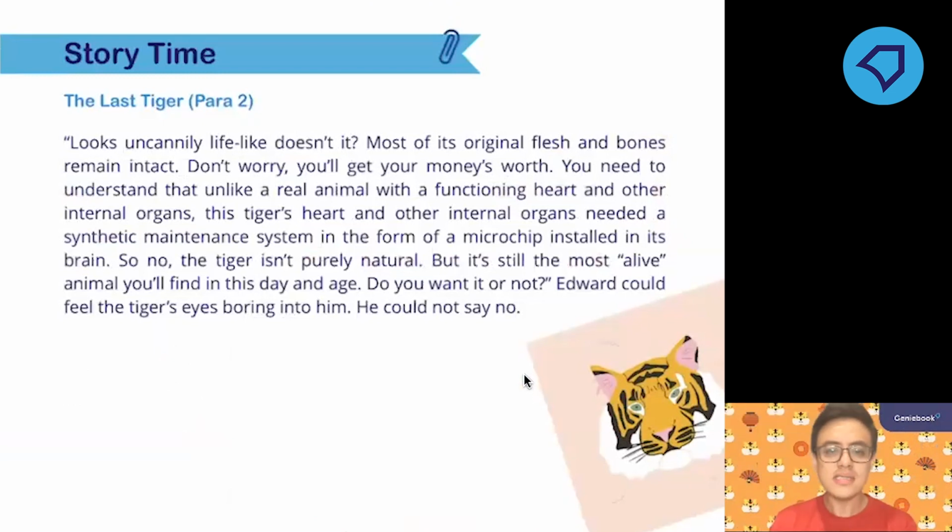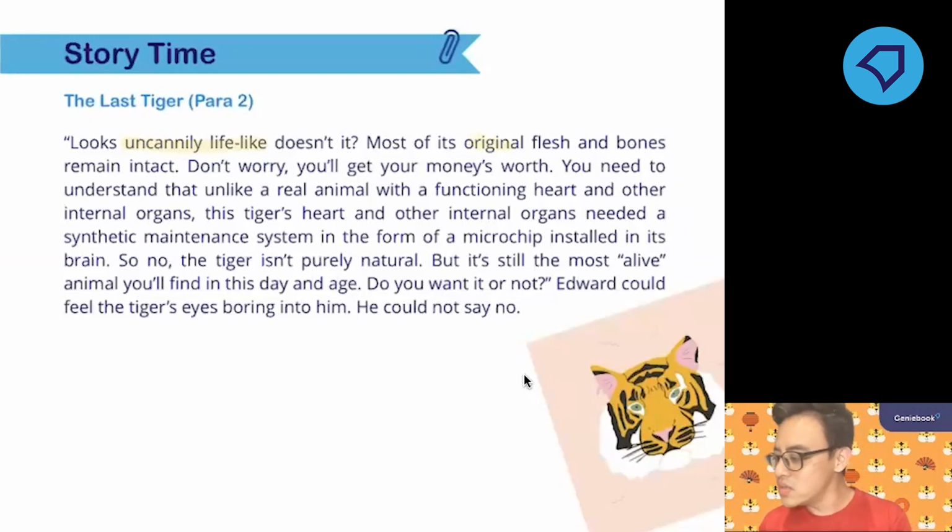Cower. Looks uncannily lifelike, doesn't it? Most of its original bones and flesh remain intact. Now, let's look at these words here. If someone says, oh, you look uncannily lifelike, it means that this person looks really alive. And this means that this person is not alive. So if this tiger looks uncannily lifelike, it means that this tiger is not alive.